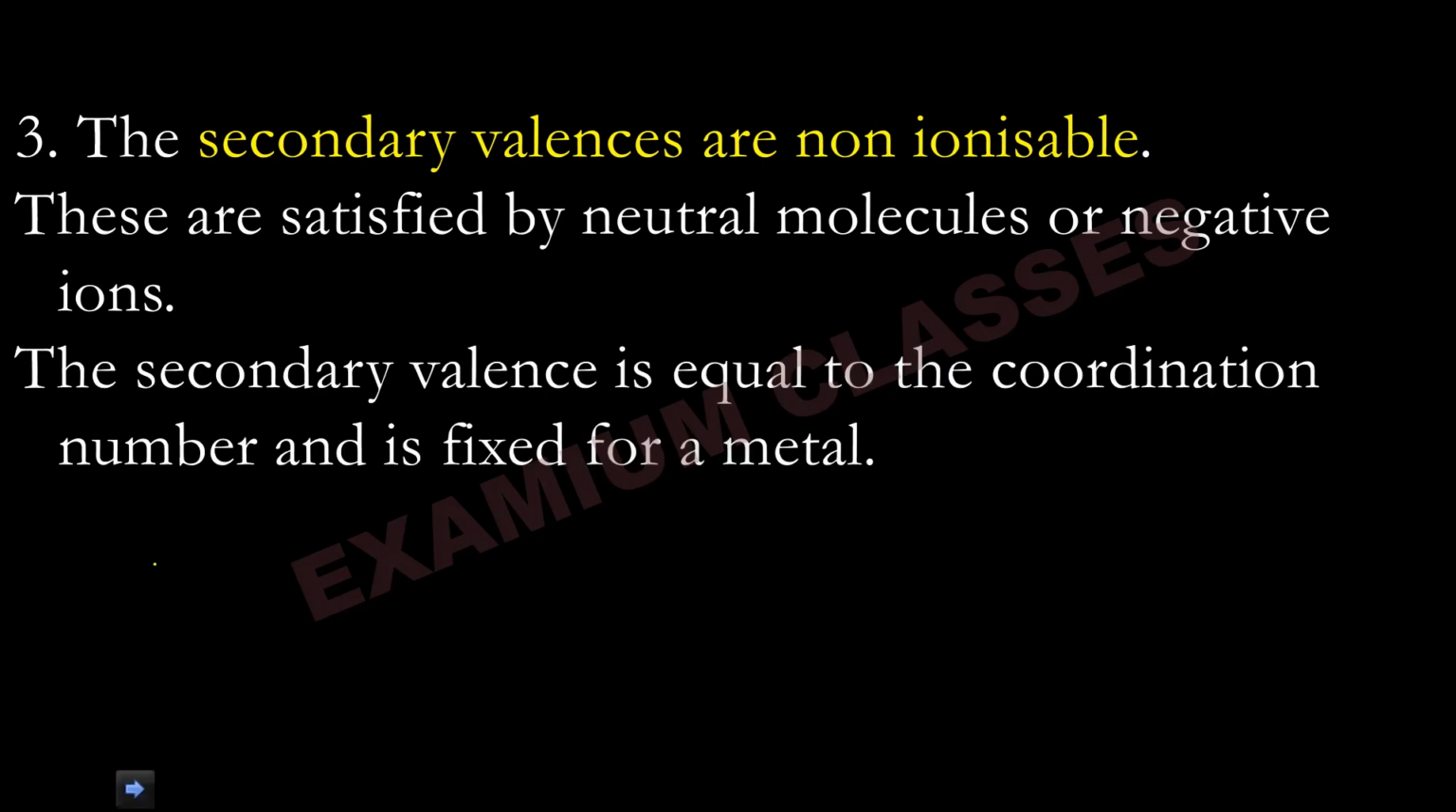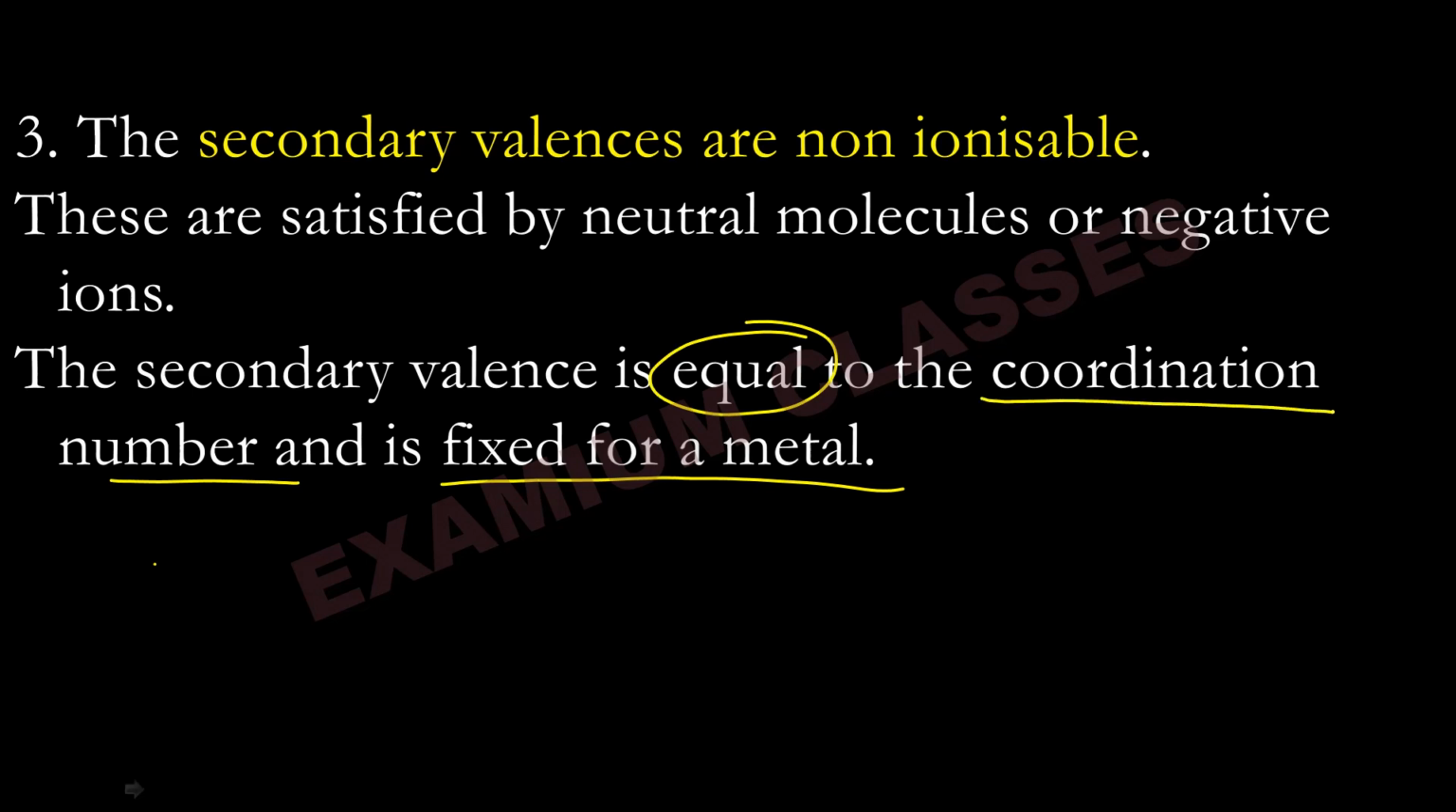Then the next one. The secondary valence is equal to the coordination number and is fixed for a metal. It is always fixed. And the important point here is that it is equal to the coordination number, meaning the same as the coordination number. Whatever is the secondary valence, that can be asked as what is the coordination number of this compound. So if you are asked what is the coordination number of this compound, you will write the secondary valence of this compound. Clear? So coordination number is simply the number of ligands which will be attached.